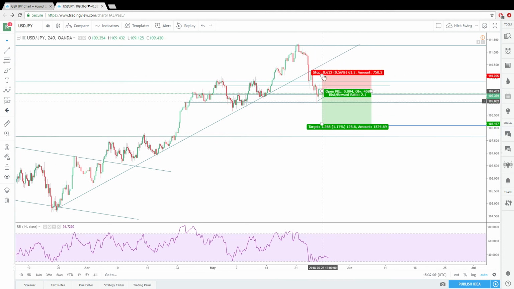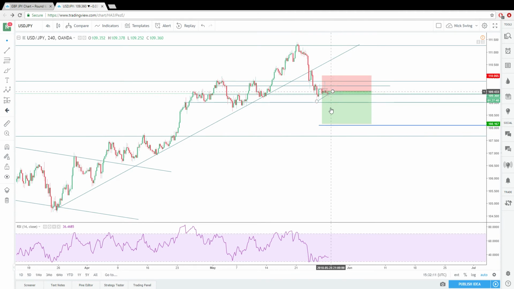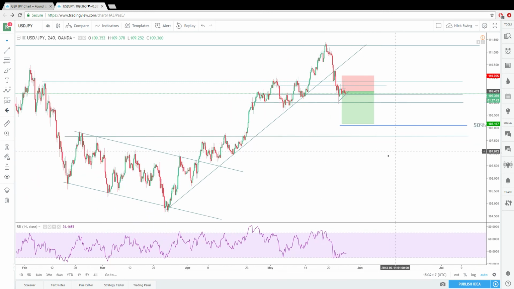Now this could get stopped out and continue up and go to the moon, or it could come down to our profit target. So how did I get my profit target? I'll show you guys. All you do is you take a 50% Fibonacci.